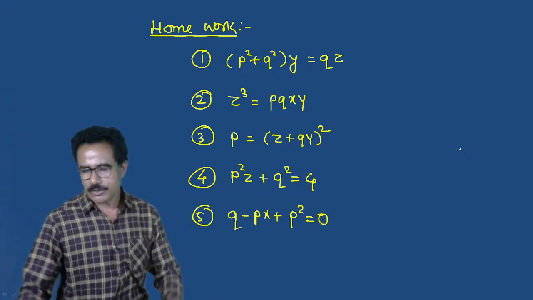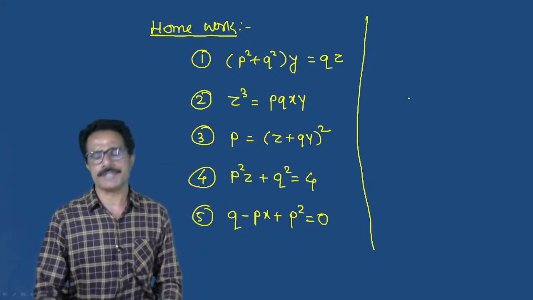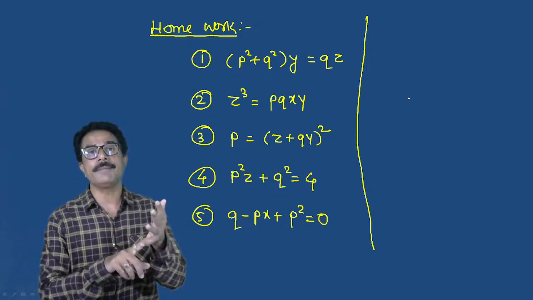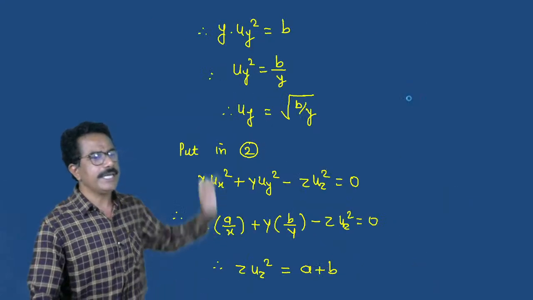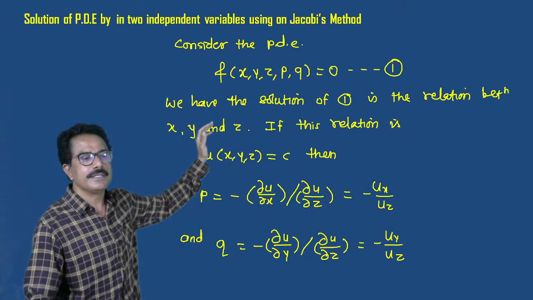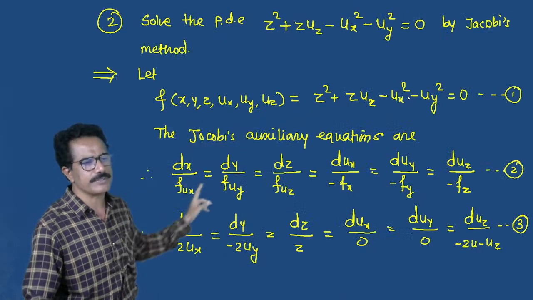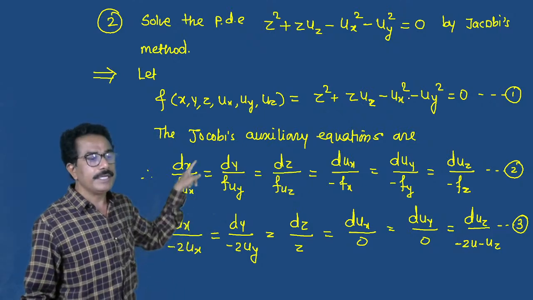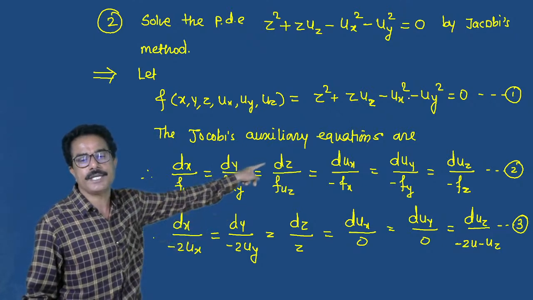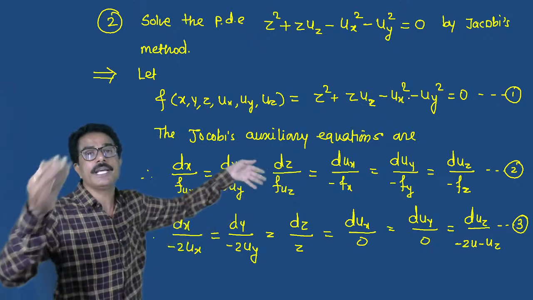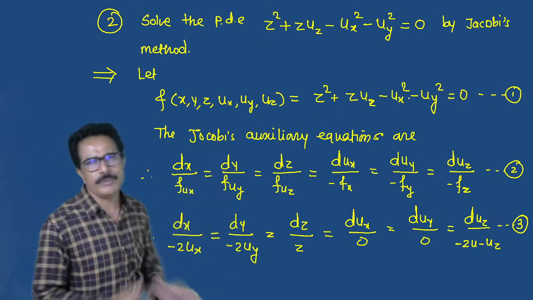If you want to solve the Jacobi method in different cases, and there are more than 3 independent variables, if there are 4 or 5 independent variables, then you have to use the same process. Solve the same process depending on how many independent variables there are. Only change the auxiliary equation: dx1 by fx1, dx2 by fx2, dx3 by fx3, dx4 by fx4, dx5 by fx5, then dp1, dp2, dp3, and solve like this. You will get the solution.